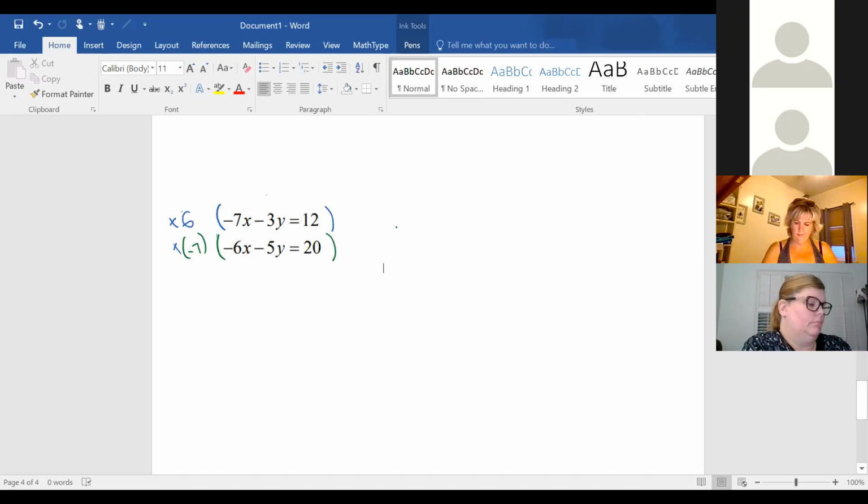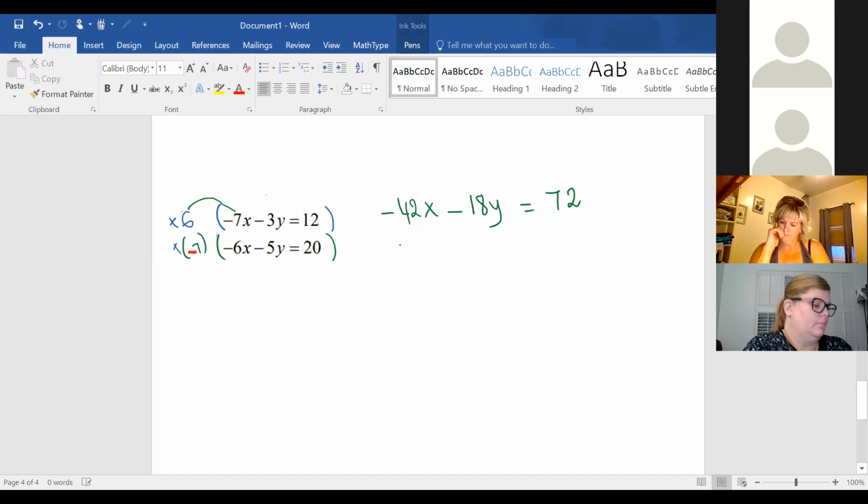In that case, look what we get. The numbers are going to be a little bit bigger, but it doesn't really bother us. The first equation becomes negative 42x plus 35y equal to 72. Yeah, that's what I had. And the second one becomes what? When you multiply by -7, it's going to be positive 42. 42x plus 35y equal to -140.